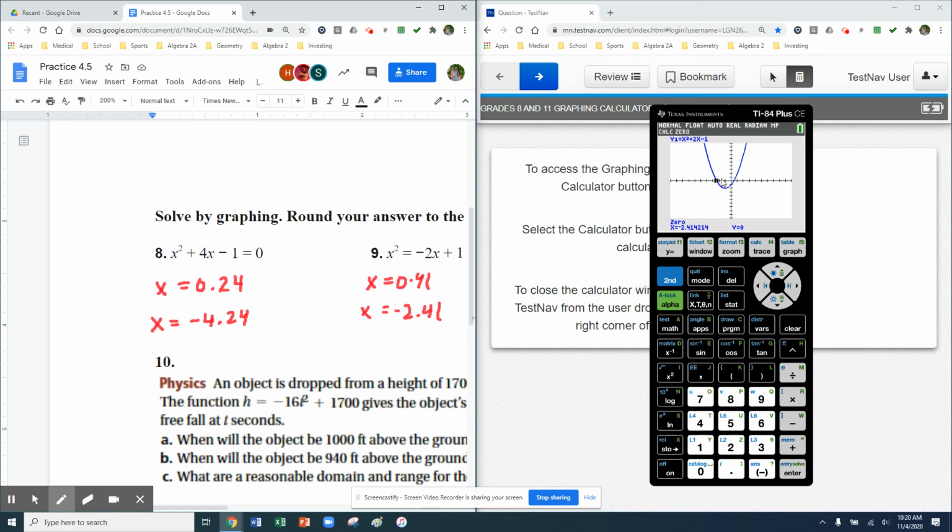So you sometimes will be able to see they cross perfectly right through the x-axis. You can just go to your table, find the 0, and do it that way. Otherwise, you're going to have to use this calculate option.